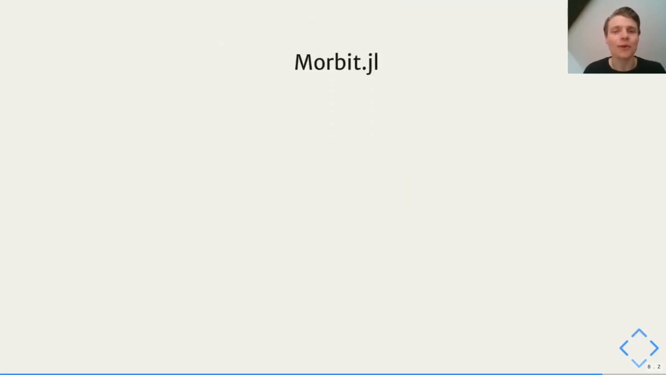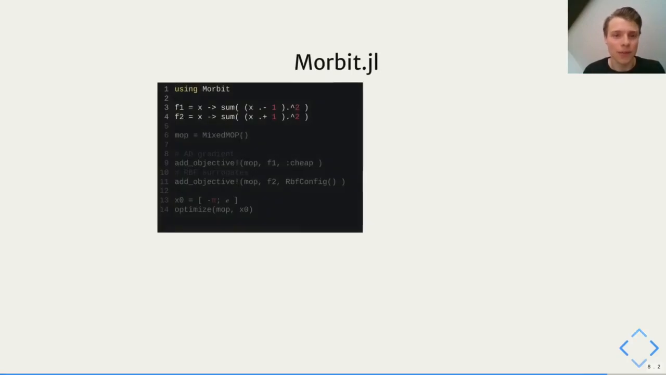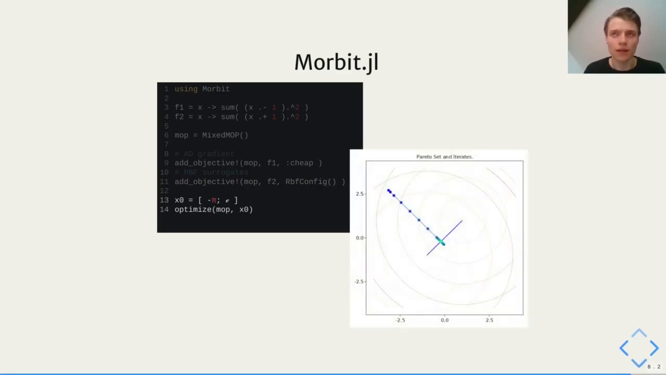Oh, sorry. I wanted to provide a usage example first. It's very easy to use the package too. You define your objectives. You then set up a problem. You add your objectives and specify how you want them modeled. For example, I can provide a configuration to make it modeled by radial basis functions. I can then call optimize with a starting point and get an iteration, hopefully to the Pareto set, but at least to a critical point, I hope.